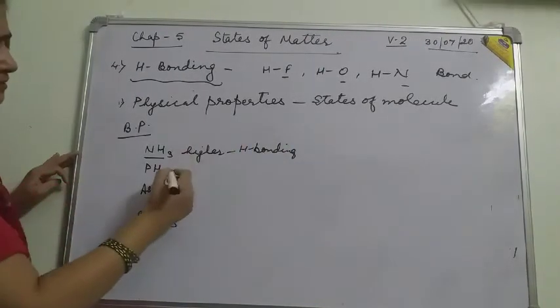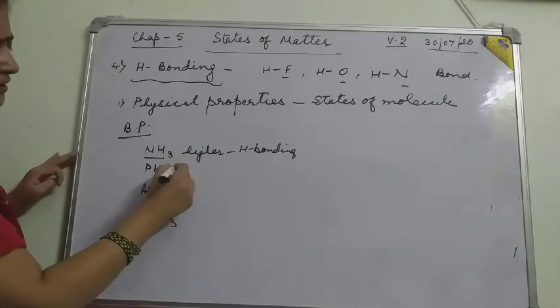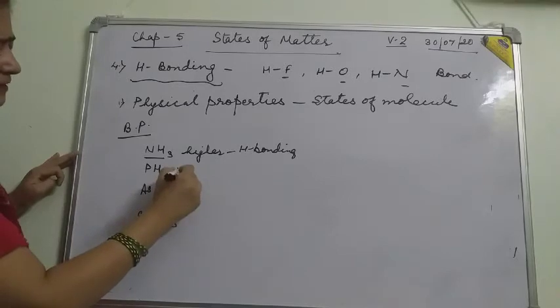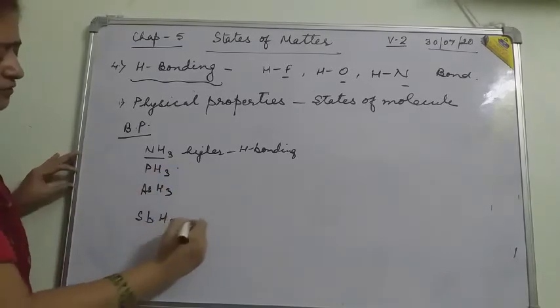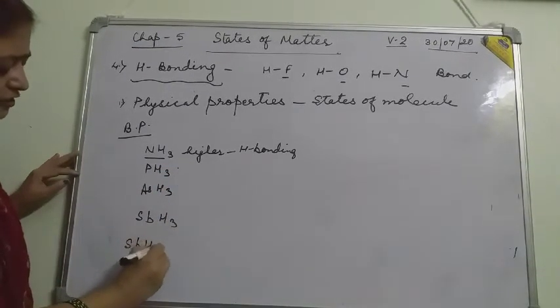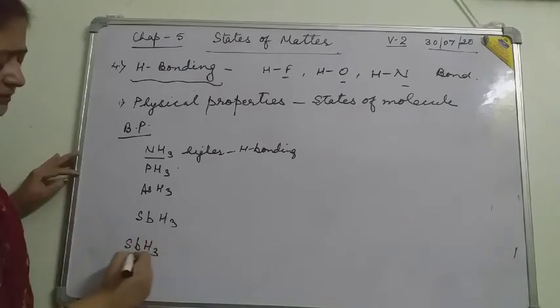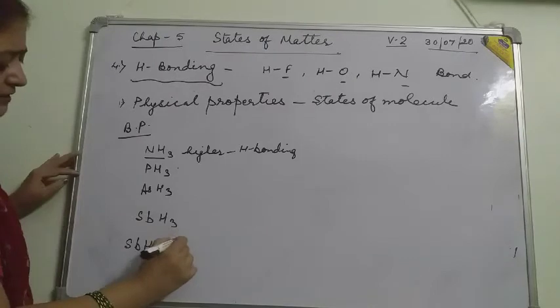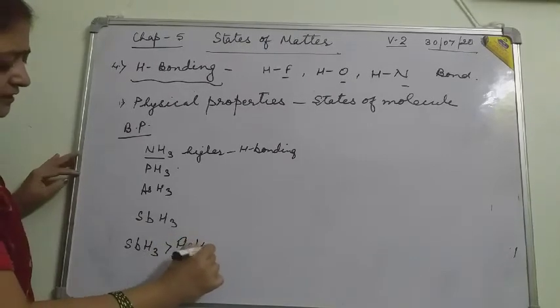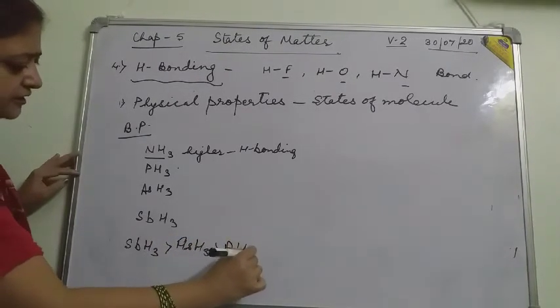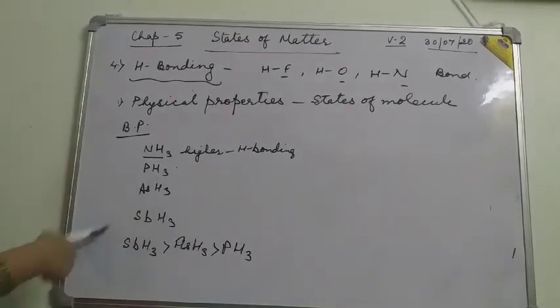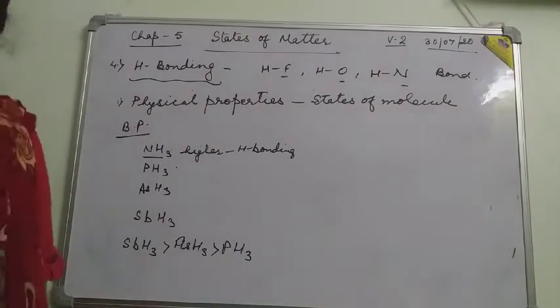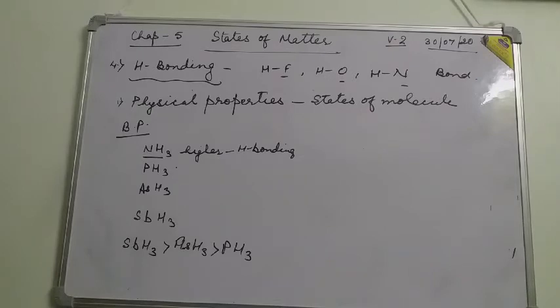And the boiling point from phosphine is increased. The boiling point of antimony hydride is more than that of arsenic hydride and PH3. But the boiling point of NH3 is higher than SbH3.